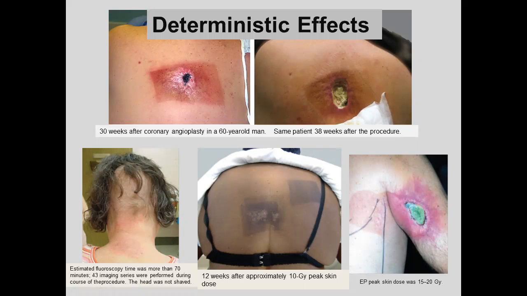Here are two coronary angioplasties. You know, nice skin reddening, nice deep ulcer. An EP procedure gone bad here. This is an EP procedure, and then this is a stroke protocol. This is just hair loss from doing a cerebral stenting. So they can get this bad. I've been fortunate, I haven't seen any of this.